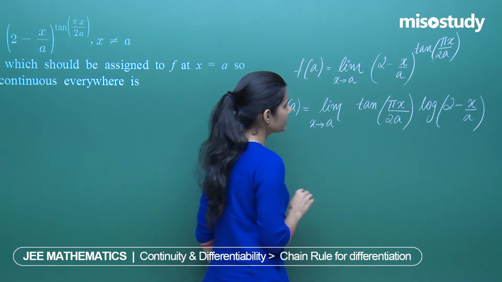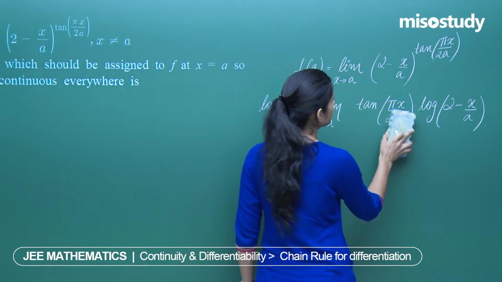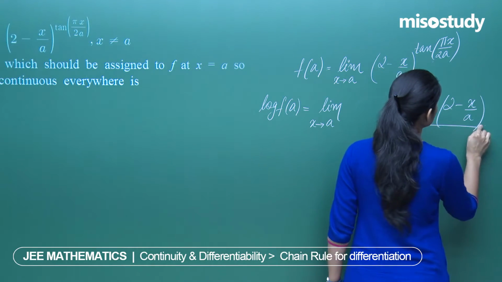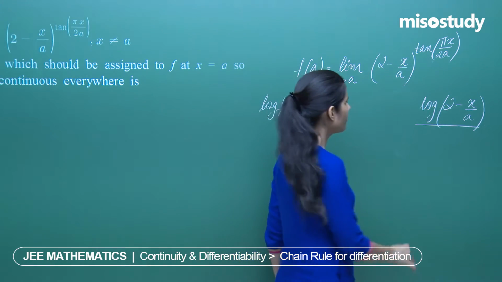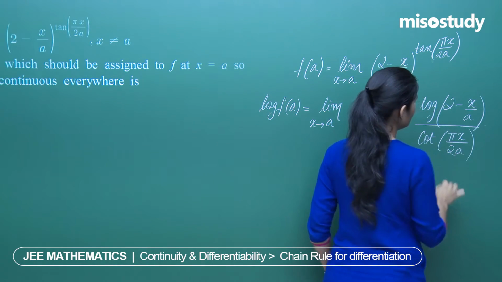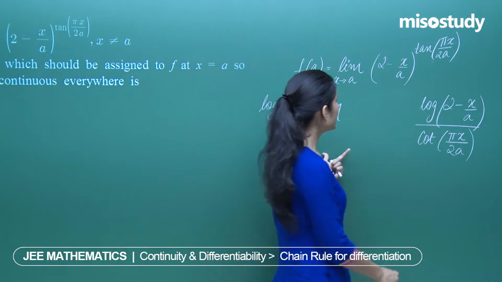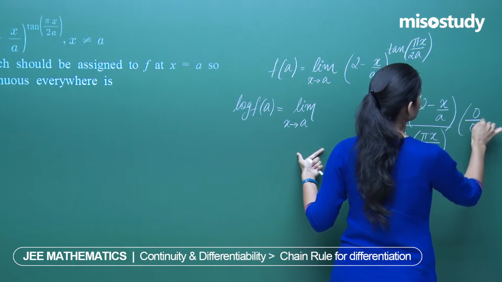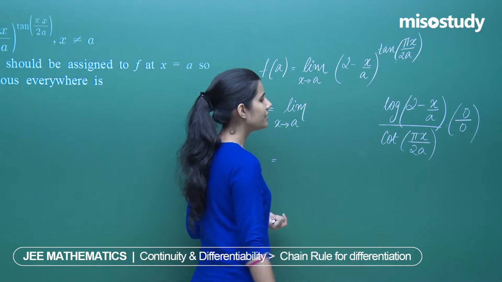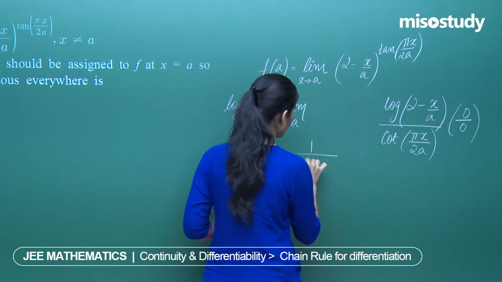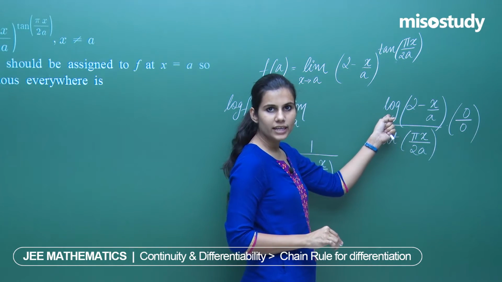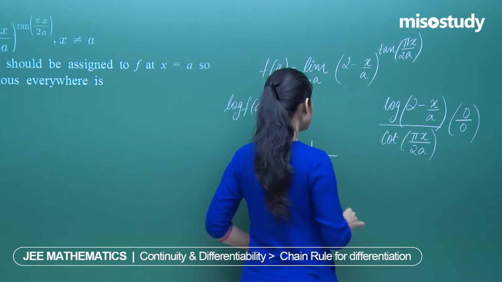Fine. Now you can see over here, if I just get rid of this tan and I instead write it as tan is nothing but 1 upon cot, so I can write tan as 1 upon cot of pi x by 2a. Now over here you can very easily see that this is of the form 0 by 0. So I will be applying the L'Hopital rule. When I differentiate the numerator and the denominator, what is it that I get? I get 1 upon 2 minus x upon a into d by dx of 2 minus x upon a, which is minus 1 upon a.